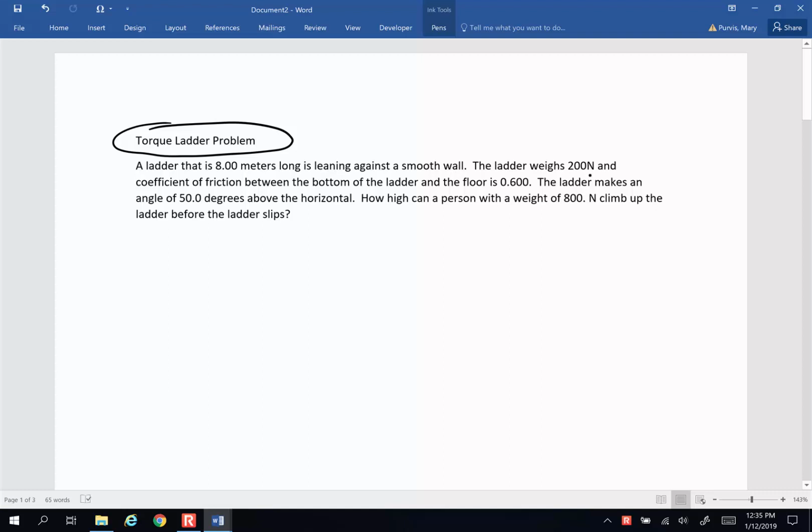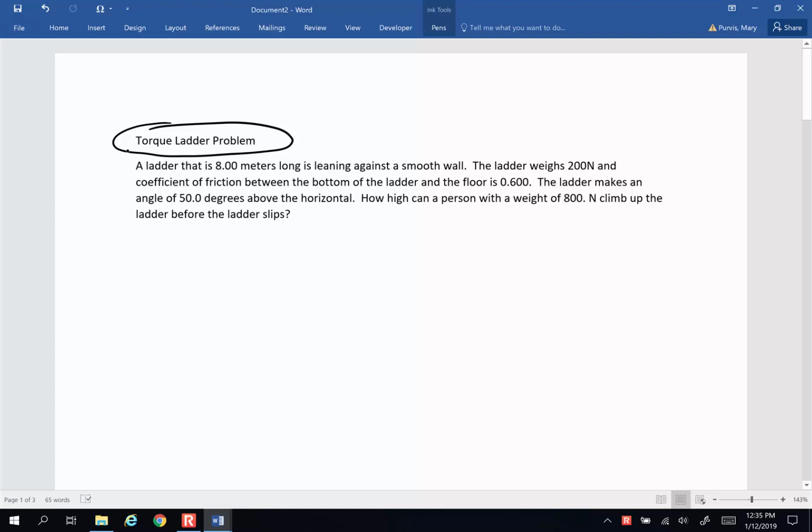The ladder weighs 200 newtons, and the coefficient of friction between the bottom of the ladder and the floor is 0.6. The ladder makes an angle of 50 degrees above the horizontal. How high can a person with a weight of 800 newtons climb up the ladder before the ladder actually slips?